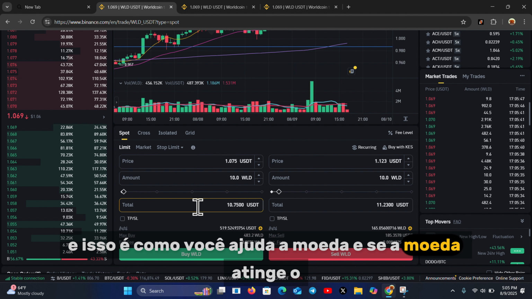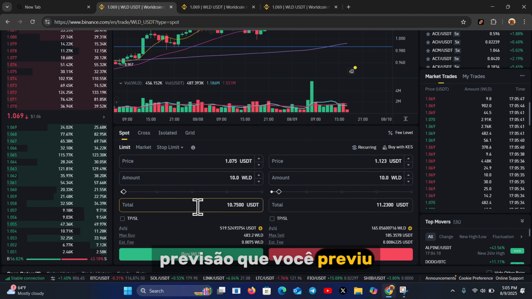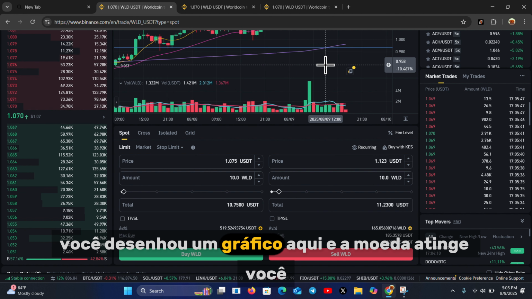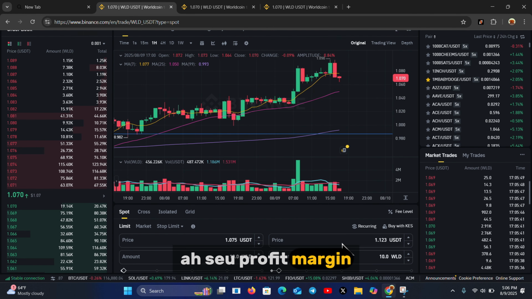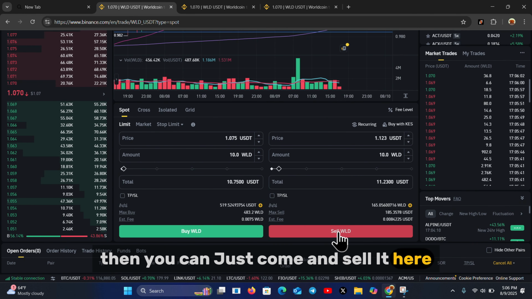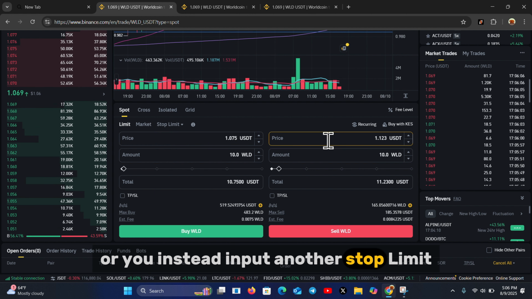And if the coin reaches the maximum prediction that you had predicted, let's say you've drawn a graph here and the coin has hit your profit margin, then you can just come and sell it here. You can now option to sell at the market price, or you can instead input another stop limit.